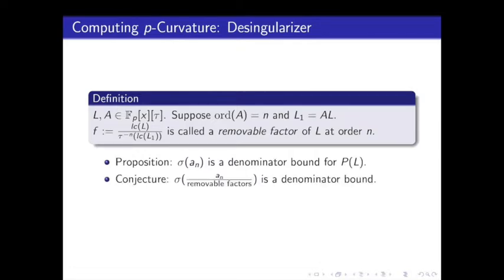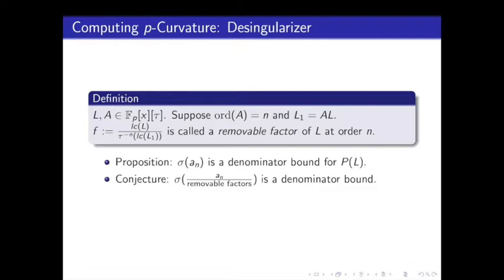So our conjecture is that a_n divided by removable factors, and then applying sigma on this, is a denominator bound. Originally, we have a proposition that sigma of a_n is a denominator bound, but we conjecture that some factors of a_n actually do not show up in the denominator bound. Okay, so this is our conjecture, but in practice, we are not in a hurry to prove it.